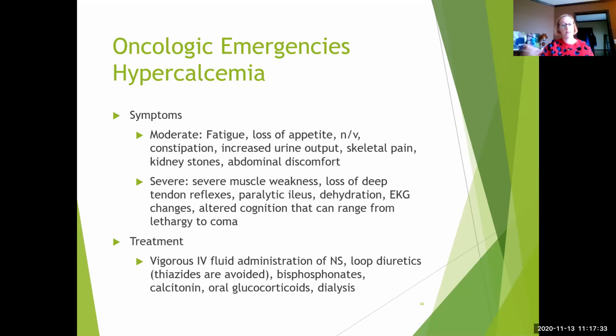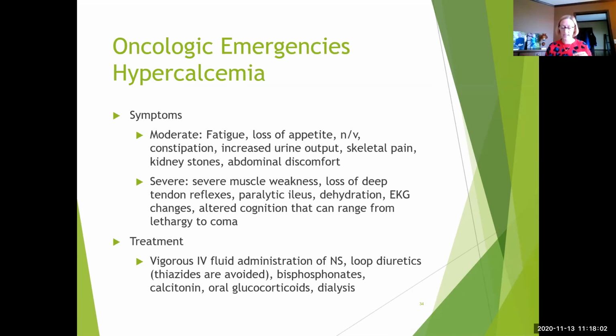And then treatment: lots of IV fluids, avoiding diuretics, because we don't want to dehydrate them and worsen things. So you have to be careful with those diuretics. And then the bisphosphonates. Pamidronate is a common medication that's used for certain cancers that affect the rise in calcium levels, to prevent it from occurring.